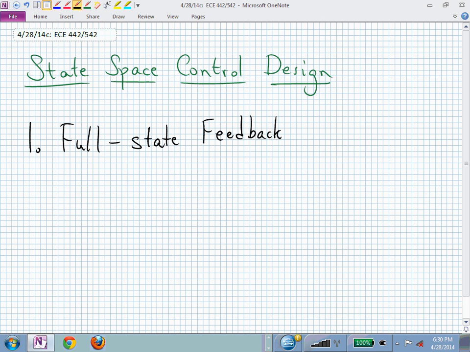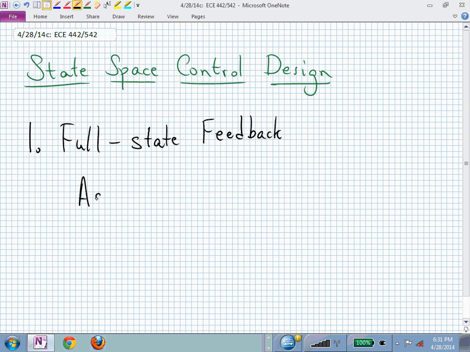We've only grabbed one signal, the output, and fed that back and compared it with our reference. What we're suggesting now is you get a system, let's say it has a position, a velocity, a temperature, a pressure. You can measure all four of those and you have the full state, and you can feed back all of those and scale them up and adjust your dynamics of your system. That's what we mean by full state feedback.